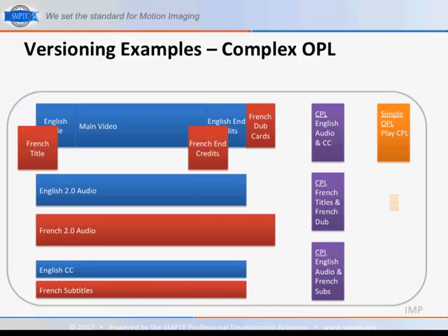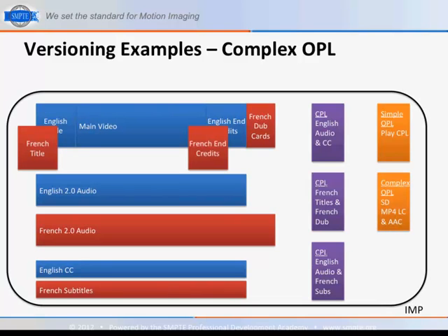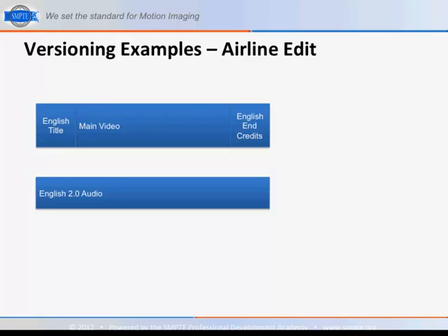It's not a problem. And in this case, perhaps you want to add in a complex OPL. In this case, I have a set of instructions that creates an SD version from this HD version, and it creates a MPEG-4 low complexity with AAC audio. I could have this OPL point to any of these CPLs individually, or I could have it point to all three of them if I want. And that together could create your entire package that has all of the full assets in it.